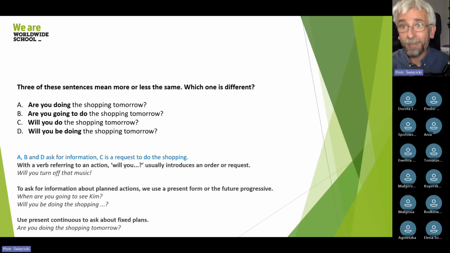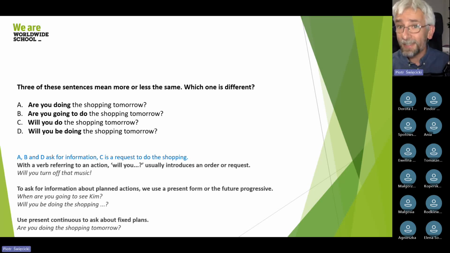There's no future tense in English, they say. And I say, yes, some grammarians say that there's no future tense. That's good news. What's the bad news? The bad news is that there are 10 future forms, or 11 or 12, as some linguists say. Okay, so we can see a few future forms here. One sentence is different. Which one is it? Okay, some people say C, some people say B.